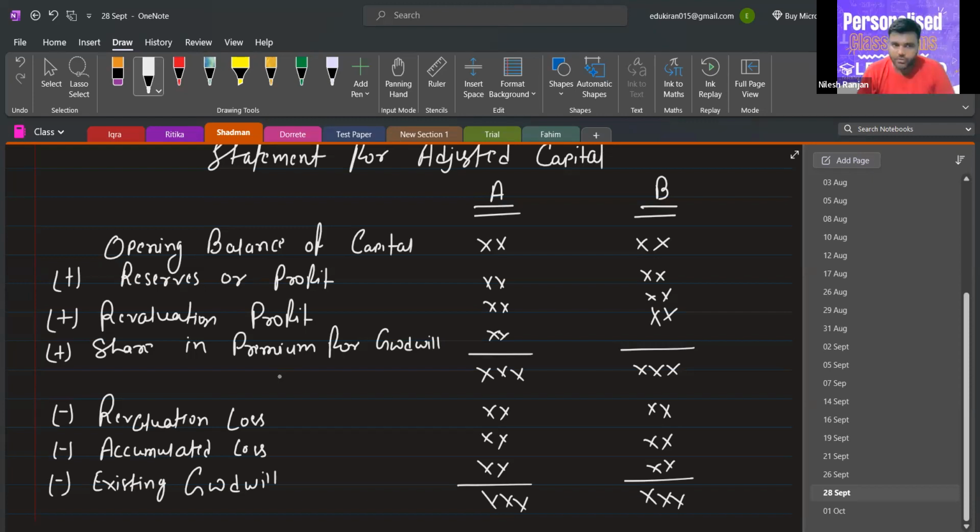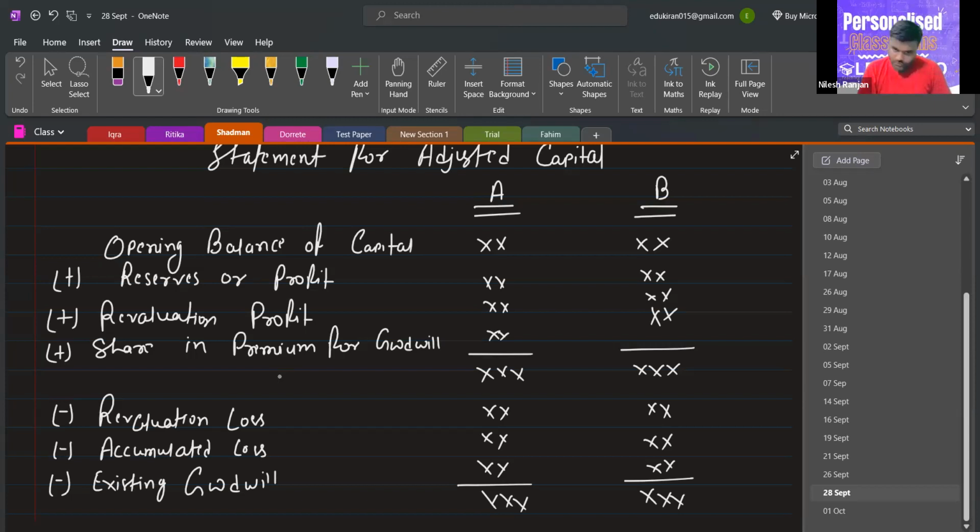So in revaluation, profit and reserve are generally distributed in old ratio. Goodwill, the existing goodwill is written off in old ratio, but the valued goodwill that is brought by the new partner is distributed in sacrificing ratio. So we have to do these adjustments according to the topics we have already studied.